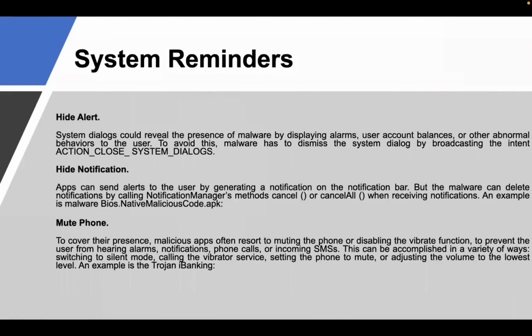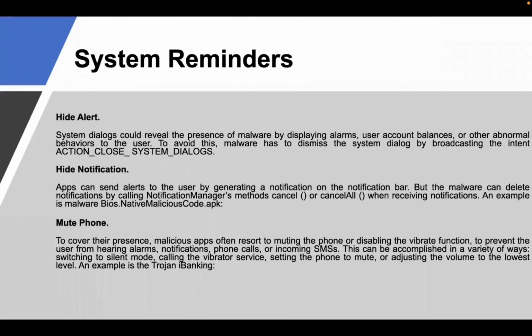System reminders. When something happens on the Android device, the system will send reminders or notifications to let us know what is happening. What malware does is stop these notifications and messages from appearing. Such an example is hide alert. System dialogs could reveal the presence of malware by displaying alarms, user account balances, or other abnormal behaviors to the user. To avoid this, malware has to dismiss the system dialog by broadcasting the intent action CLOSE_SYSTEM_DIALOGS. So we cannot see any system dialogs by making use of this command.